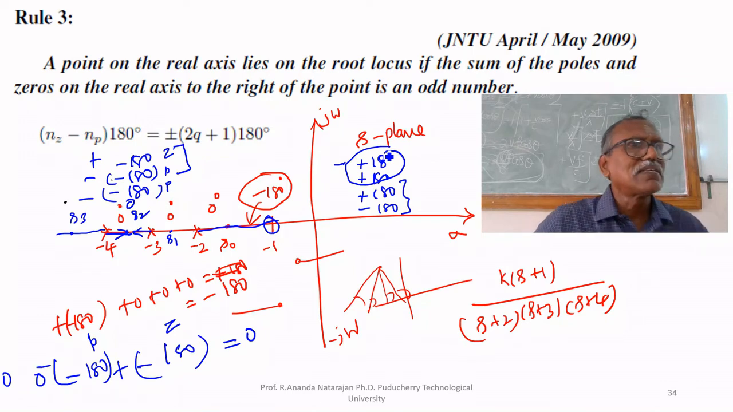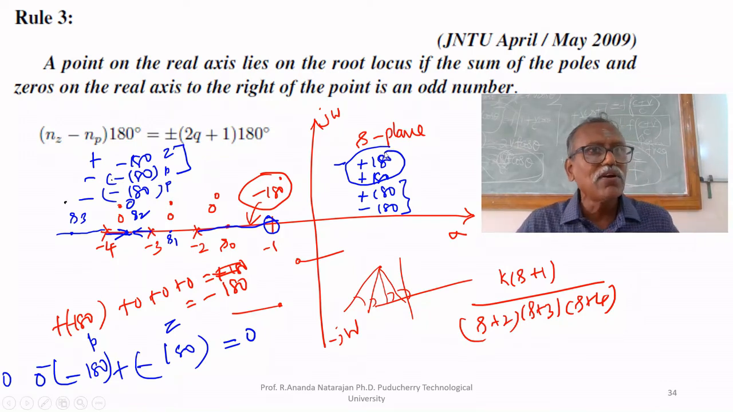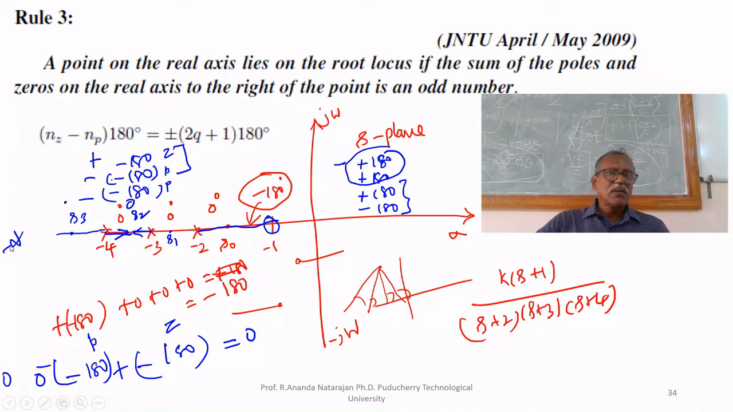360. It is not an odd multiple of 180 degree. It is an even multiple of 180. 360 degree is 0. Therefore, it is not an odd multiple of 180 degree. Therefore, any point from minus 4 to minus infinity is not on the root locus. That's all. So, these two branches approach each other and break away at this point. One goes to plus 90, another goes to minus 90. That we will see in another rule.